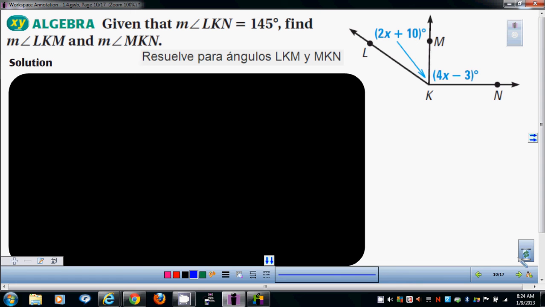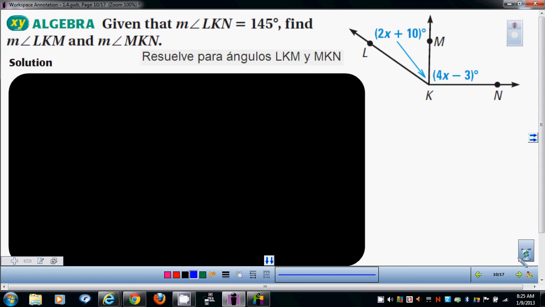Now, the hardest part of this class is when people get things like this, they think, what do I do? Do I set it equal? Do I add them together? What do I do? And oftentimes, if you don't look at the equations themselves, don't even look at the 2x plus 10 and 4x minus 3, if you just look at the problem in its word form, you can usually figure it out.